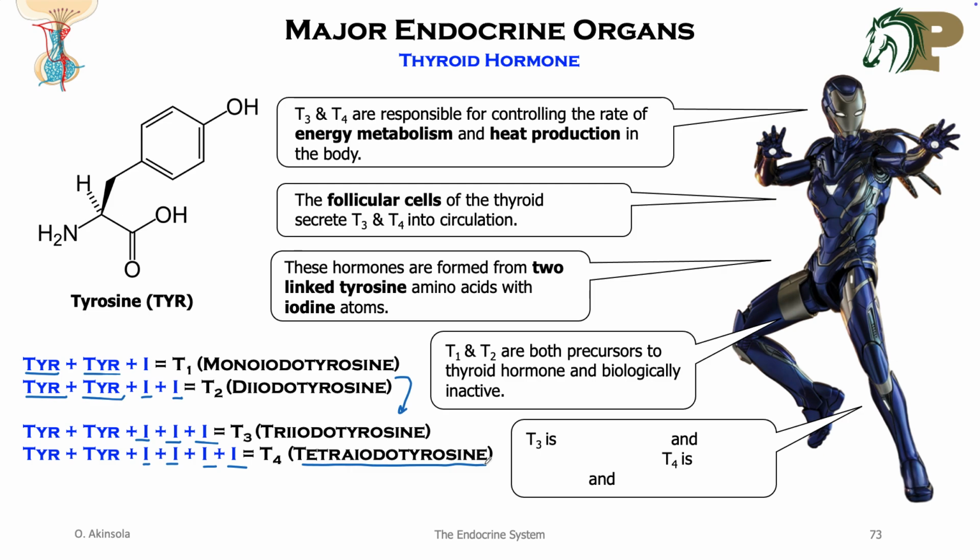So T3 is going to be the more powerful form of thyroid hormone, and it is biologically active. T4 is more plentiful or abundant, and it is biologically inactive. Okay? T3 more powerful, active. T4 more plentiful, inactive.